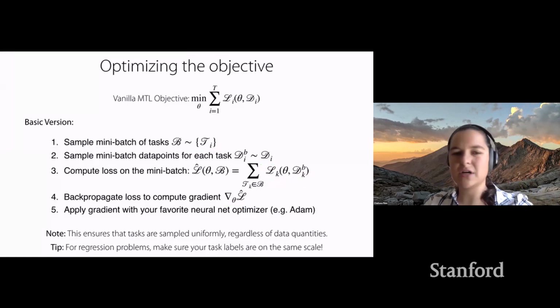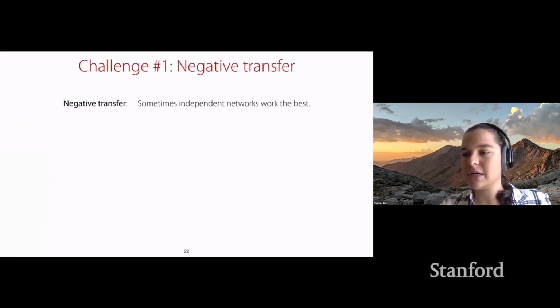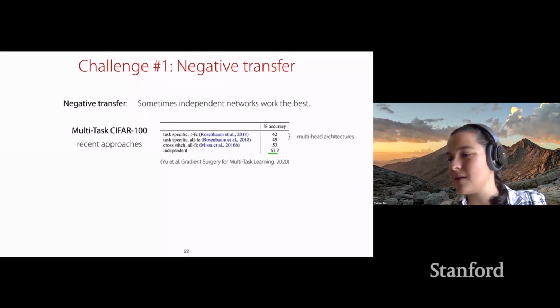Now, a couple of the challenges that come up in multitask learning. One challenge is negative transfer. What this means is that sometimes when you train tasks together in a single architecture, that actually performs worse than if you train independent networks. An example of this: if you look at a multitask version of the CIFAR-100 benchmark, and you look at some recent approaches, training an independent network gets 67.7.